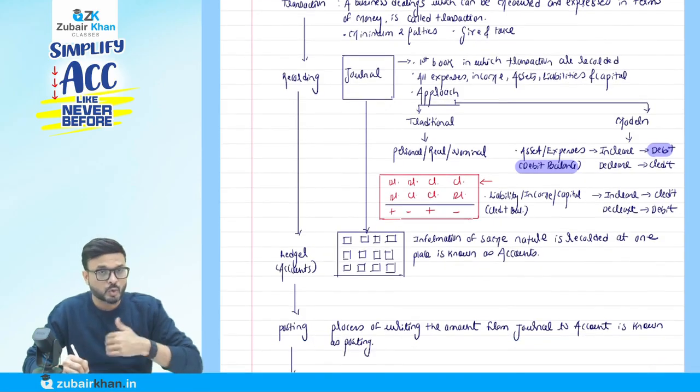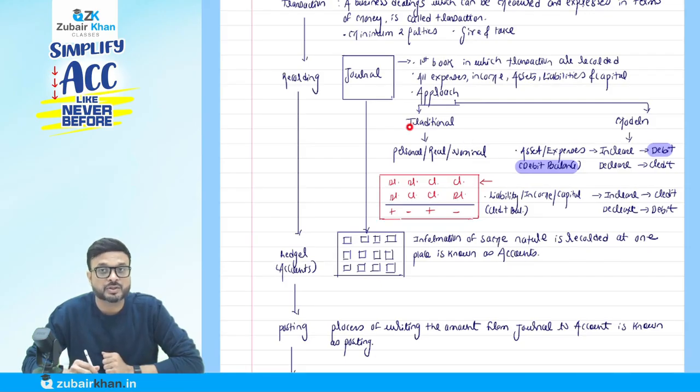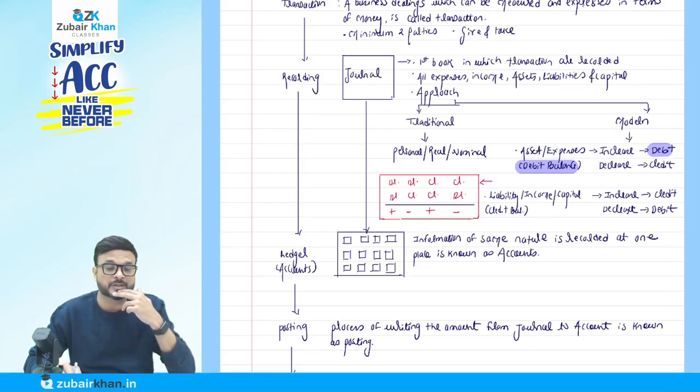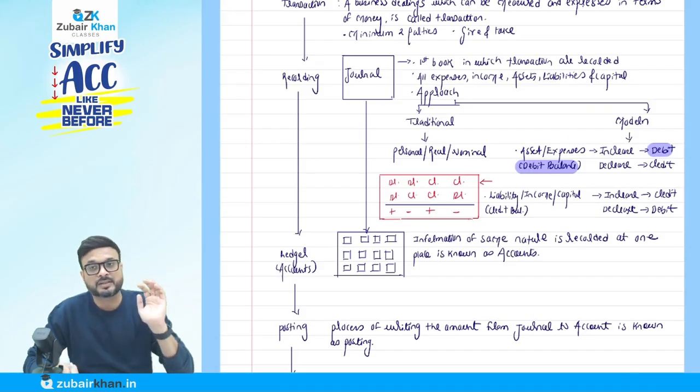There are two approaches to pass the accounting entry: the traditional approach and the modern approach. The traditional approach is through the personal, real, nominal rule, and the modern approach is basically by increase and decrease. Assets and expenses have a debit balance, so whenever assets or expenses increase, we debit them. Whenever they decrease, we credit them. Liability, income and capital have a credit balance. Whenever they increase, we credit them, and whenever they decrease, we debit them.